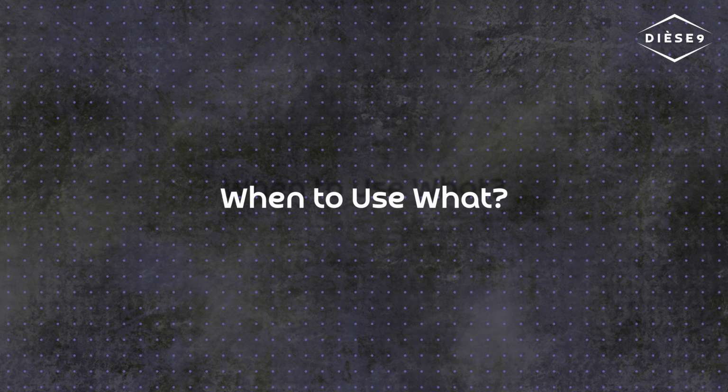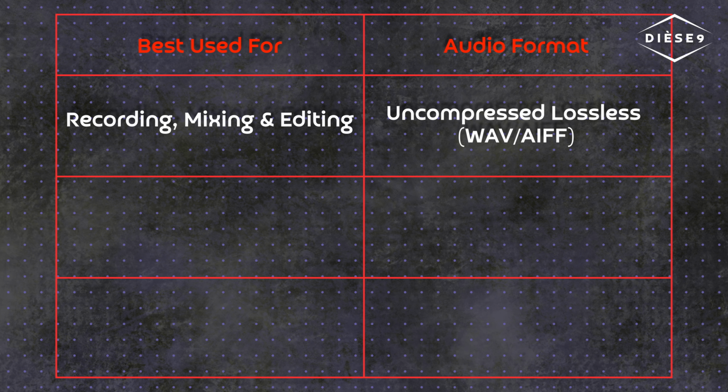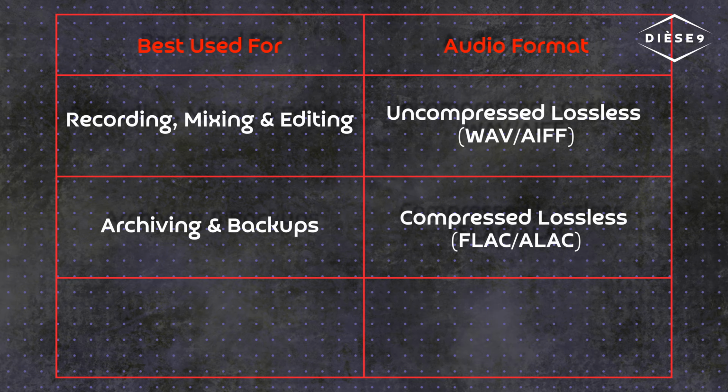So, which audio format should you use? It's actually very simple and depends on the job. For recording, mixing, and mastering, always use uncompressed lossless. You need every single bit of data for the highest quality and best editing flexibility. For archiving your final masters, if you have enough space, leave files as WAV. But if you need to save some space, use compressed lossless, FLAC. It saves space on your backup drive without sacrificing any quality.